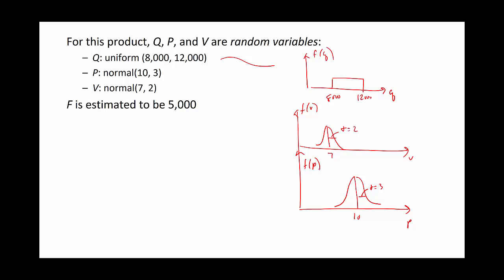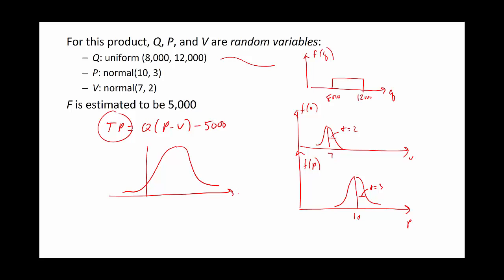And so when we look at our expression for total profit, it is equal to Q times (P minus V) minus 5,000 from the previous page. Because Q, P, and V are all random variables, that tells us that total profit is also a random variable. And so our total profit looks something like this. Let's say this is TP and this is F of TP. And so I really don't know anything about what it looks like. I'm just making a guess here.